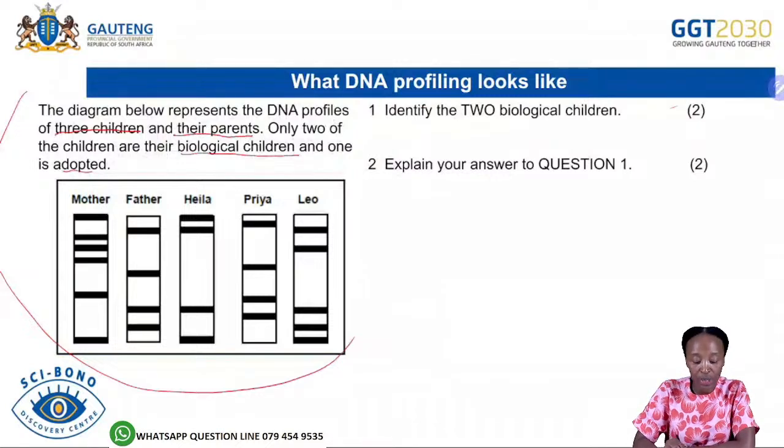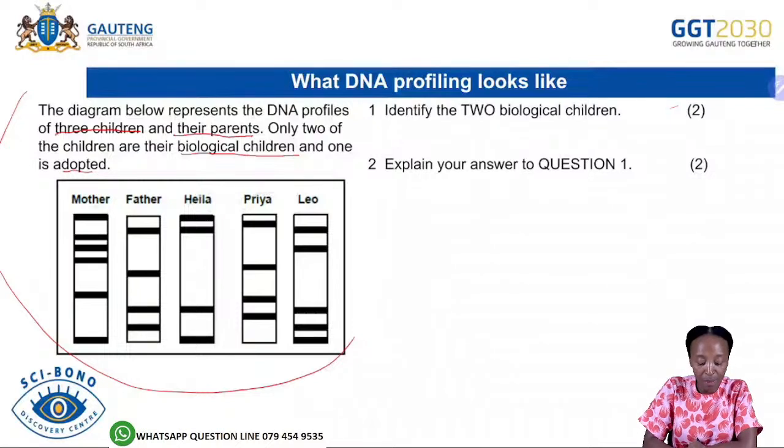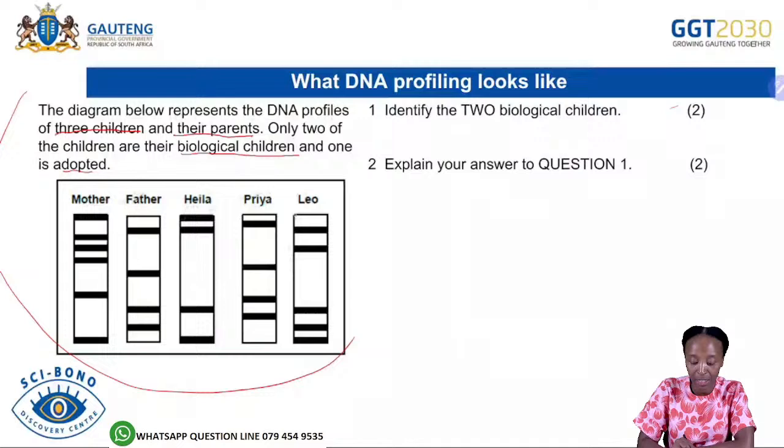So what we know is that we have 5 DNA profiles. We have 3 children, Uhela, Priya, and Leo. And then we have the parents, which is the mother and father over here. And then what we are told is that 2 of these children are biological and 1 is adopted.